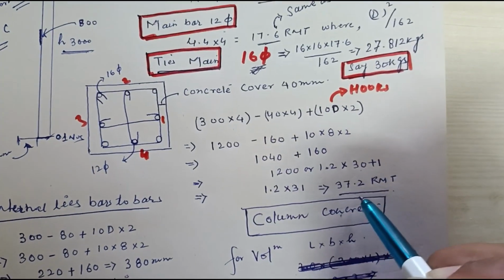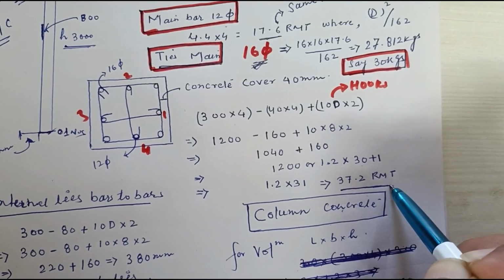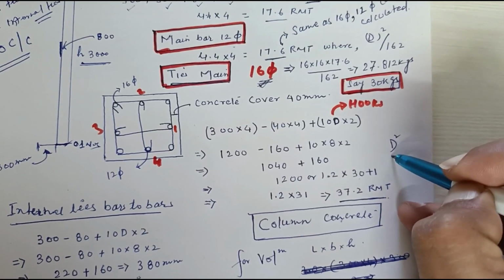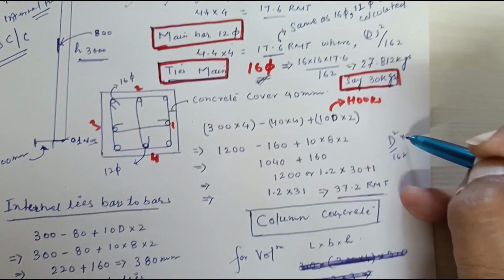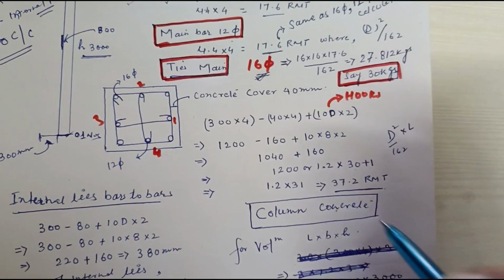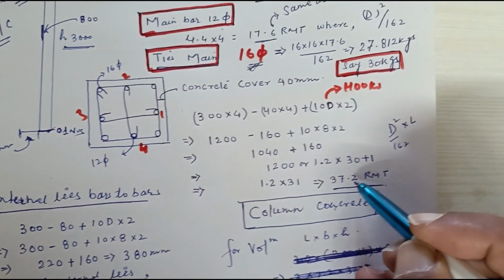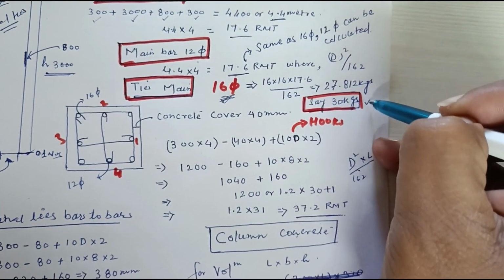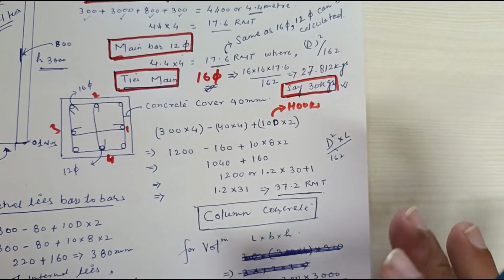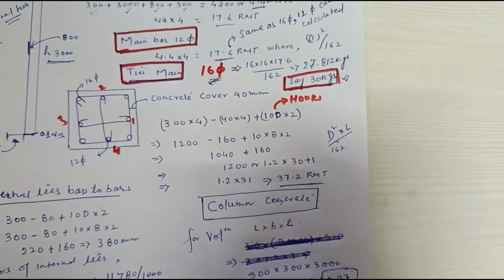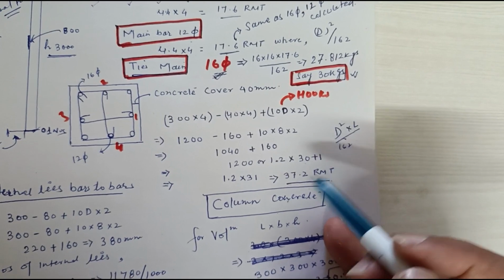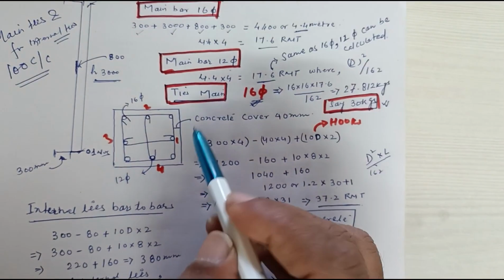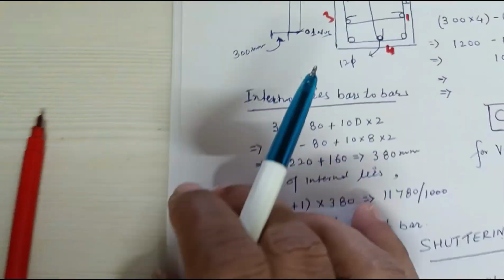Right? Then 1.2 meter into 31, it will become 37.2 running meter. Okay, and the weight, you know, dia square divided by 162, and in dia length you can put. Then the total length is 37.2. Then this formula will work here also, same as this, how we have found this. Okay, as the same example you can use everywhere to find out the ties reinforcement weight. Then this is the main ties.